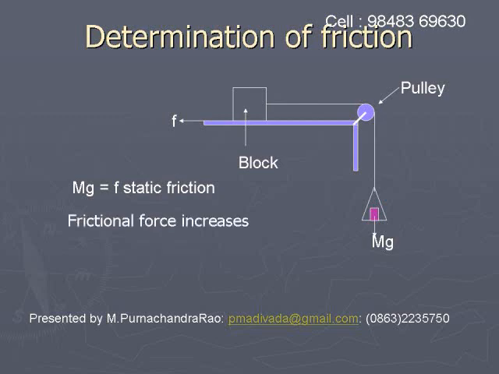This is static friction. If you go on increasing this weight, after reaching a certain value, by placing a small additional weight in the scale pan, the block moves. So the weight just before that increase represents maximum static frictional force. This is how we determine maximum static frictional force.